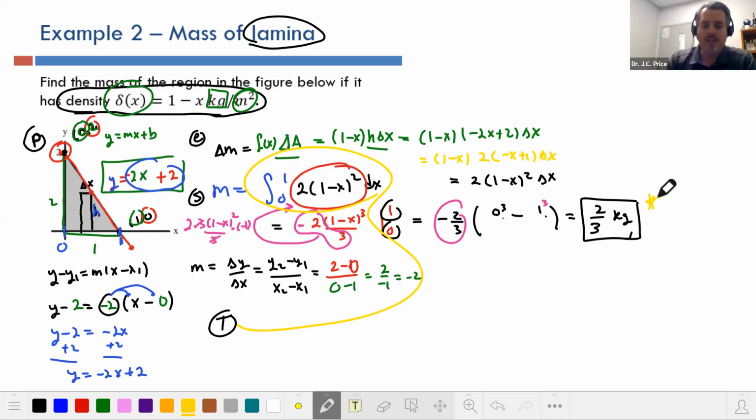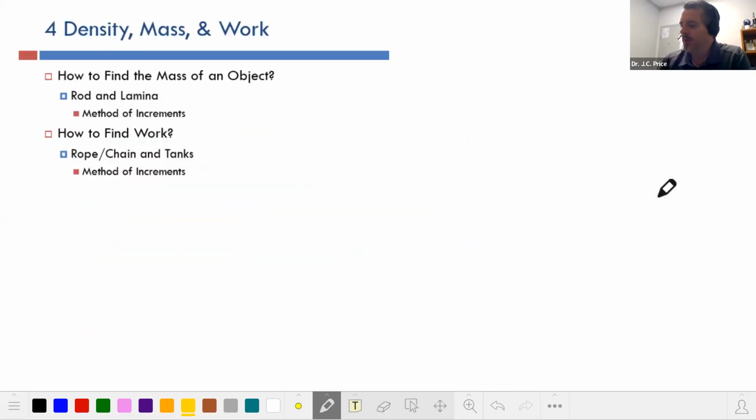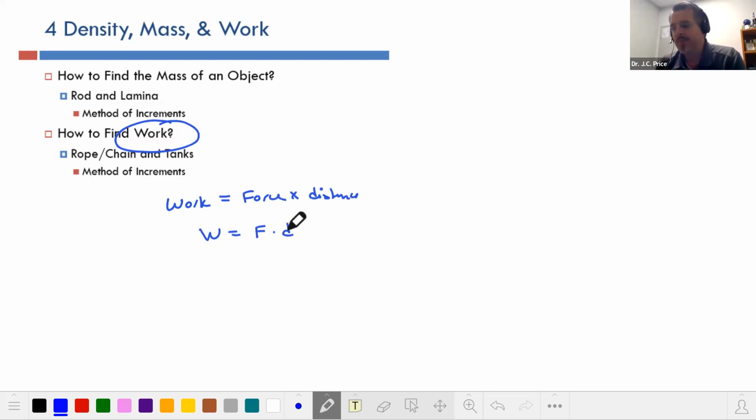All right, so let's take a look at a work problem. And so remember, how do you find work? The idea of work, and this is something we'll have to memorize for this class, is that work is equal to the force times the distance. Normally we just abbreviate that W equals F times D. The way we're going to find this is we're going to find a small change in the work, and then we'll add up all those works, and that'll give us our final answer.